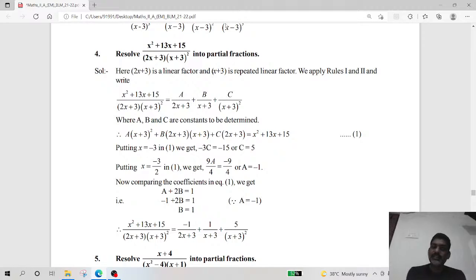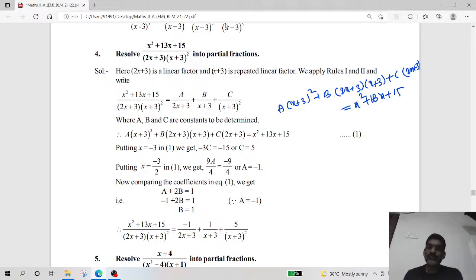So if we take the LCM, what is the LCM? 2x plus 3 times x plus 3 whole square. So we get a times x plus 3 whole square plus b times 2x plus 3 times x plus 3 plus c times 2x plus 3. Both the denominators are cancelled, then we get this equal to x square plus 13x plus 15. First, comparison of x square terms. Here the coefficient of x square is 1, here the coefficient of x square is a, so a is 1. The value of a is 1.